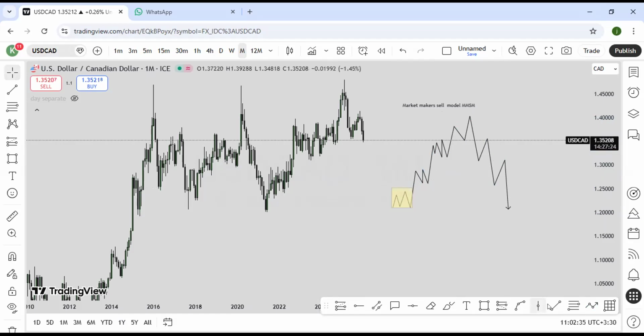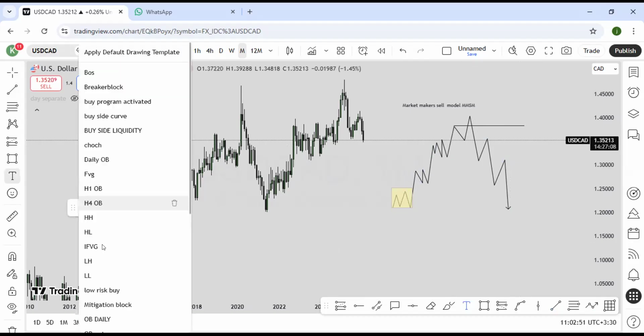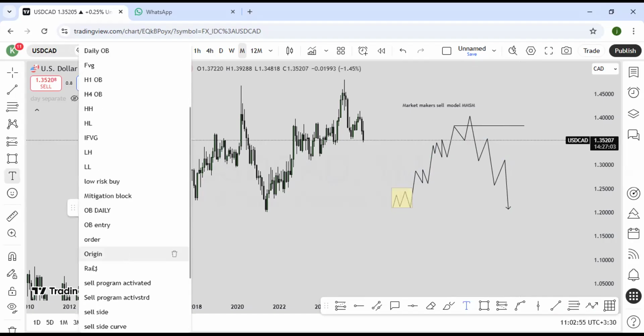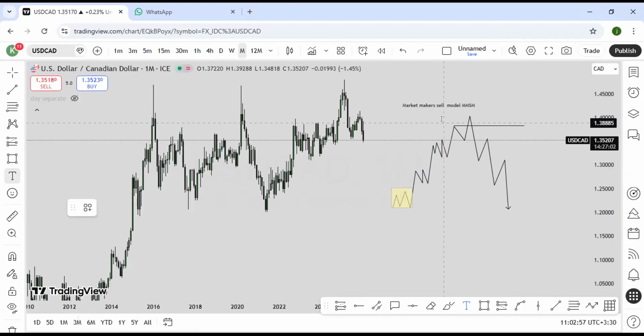So up here, this is where the move started from. Whenever I ask where is the move coming from, you need to see where is the sell program or buy program activation. That is where the move started from. If you don't see it, don't trade. So the move started from up there where we have a raid. This one created a sell program activation here. So this is where the move started from.